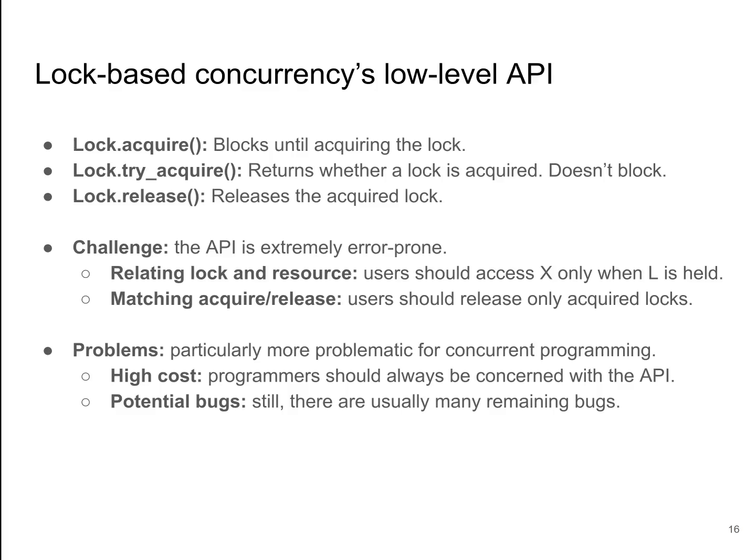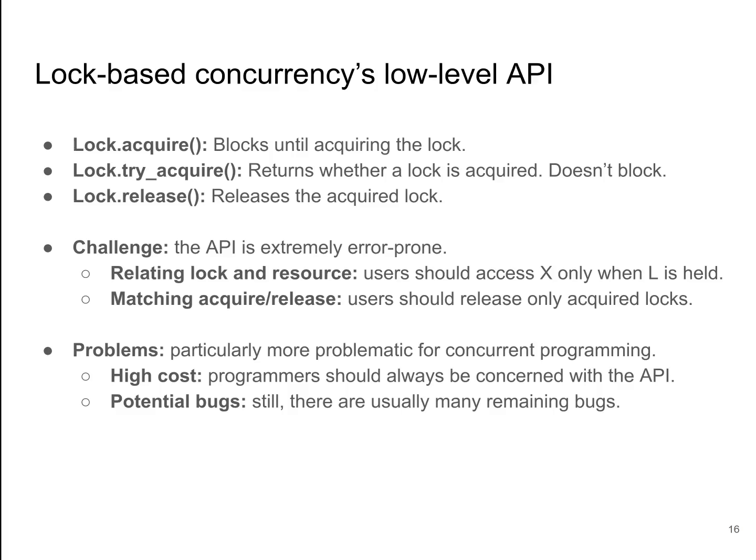And these challenges, this API problem, are particularly more problematic for concurrent programming. The reason is that the programmer needs to be concerned with the API all the time, and it is costing a high cost. And it is especially so for concurrent programming, because concurrent programs usually have much more complex invariants than sequential programs. As a result, the programmer needs to take into account this complex invariant all the time, and it is causing very high cognitive load to the programmers.